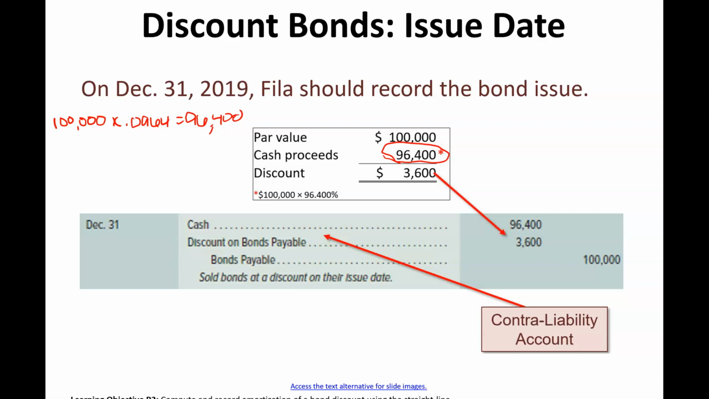Discount on bonds payable is a contra liability account. If you remember from the accounting equation, liabilities are on the right-hand side, so it's the right-hand side of the T account. That's the increase side, so liabilities increase on the credit side. This is a payable, which is a liability, but it is on the debit side, so it is considered a contra liability account.